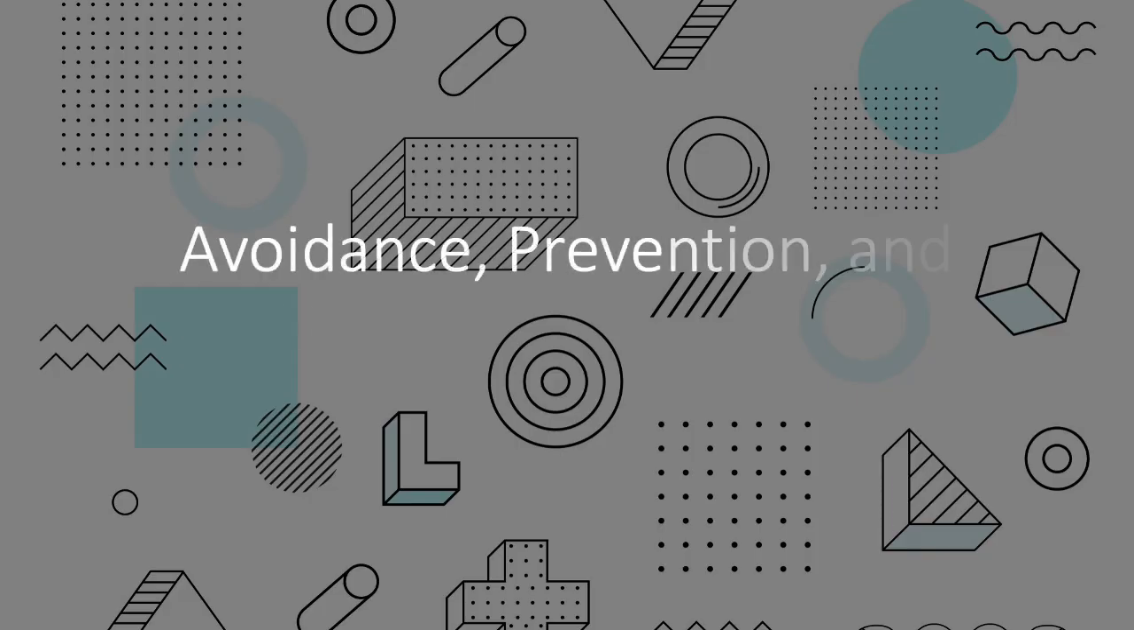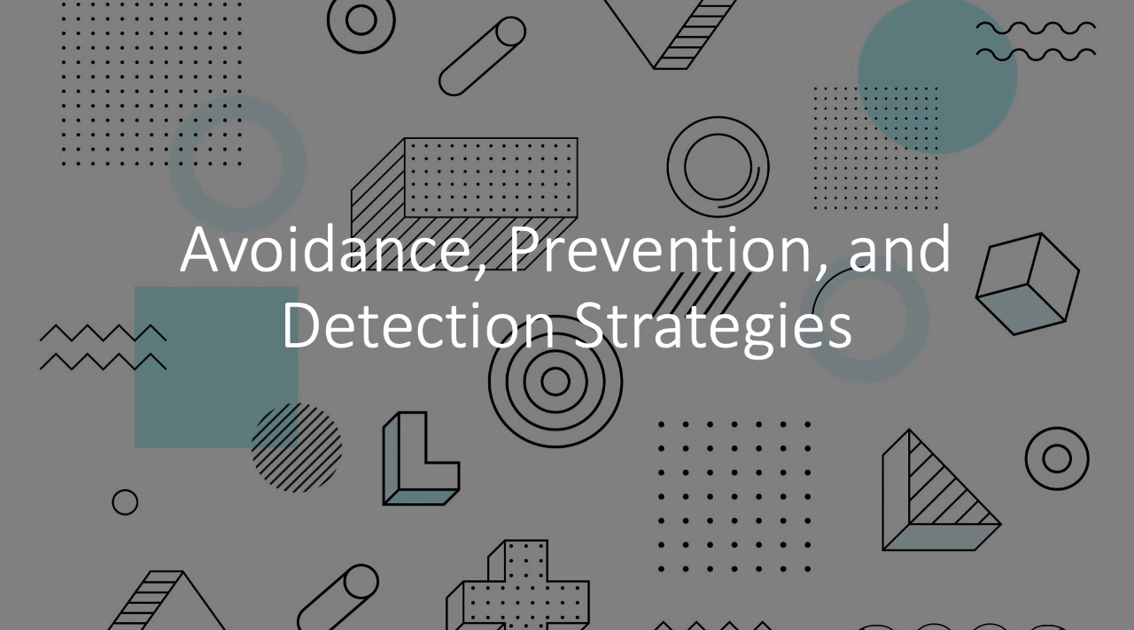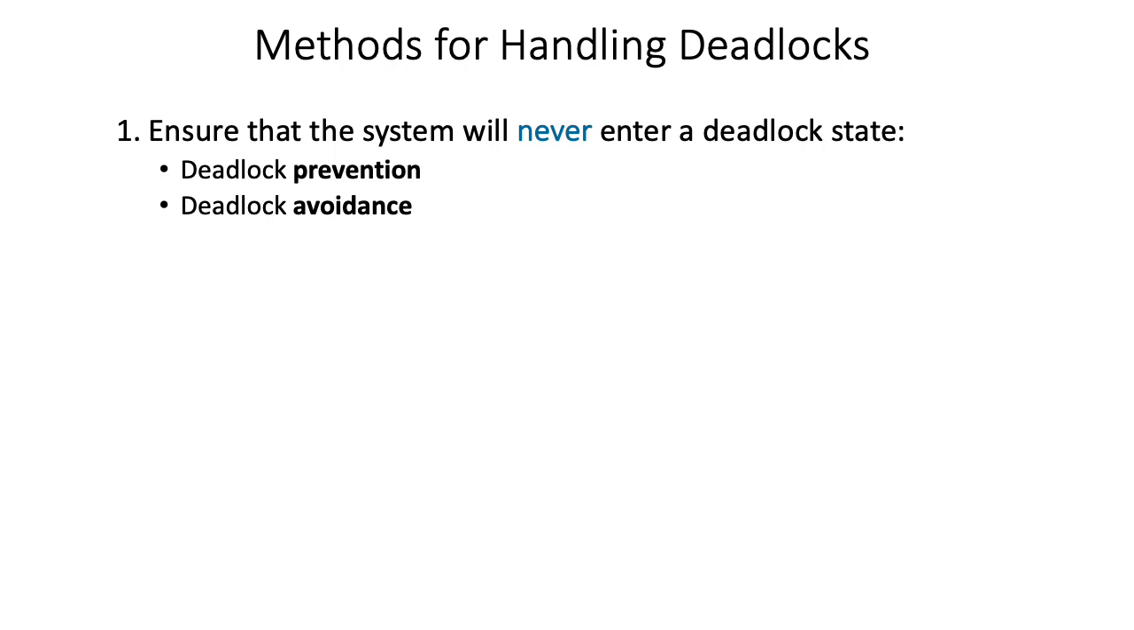Now, let's shift our focus to the practical strategies to avoid, prevent, and detect deadlocks, as well as recovering from deadlocks within operating systems. There are actually three ways to handle deadlocks. The first one is making sure that the system will actually never enter a deadlock state. And that's using two main methods, which we'll discover in this lecture. The first method is deadlock prevention, and the second is deadlock avoidance. We'll talk about them in detail in a second.